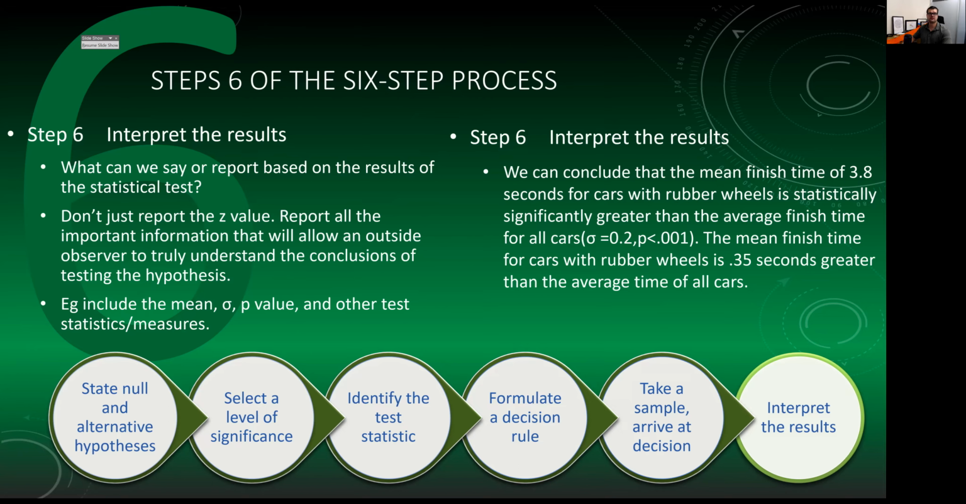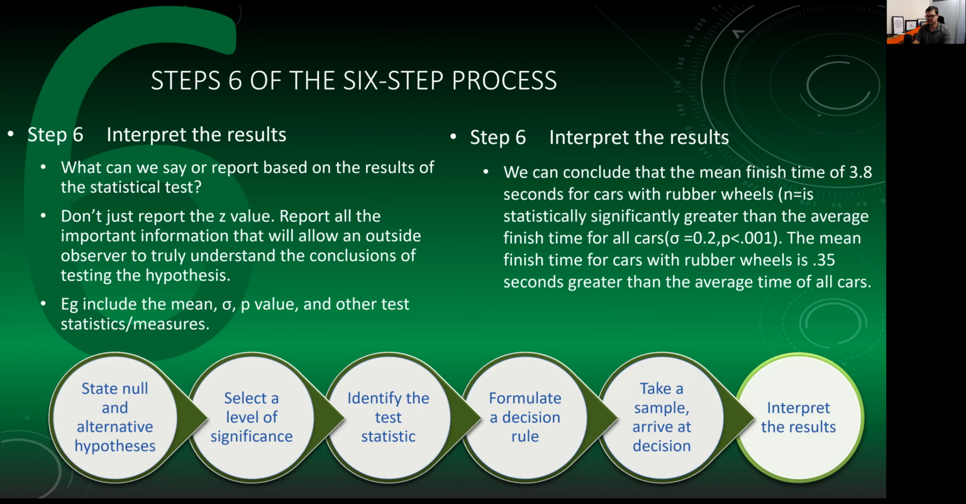I'm also going to put n equals 30 because I want to say a sample of 30. The mean finish time for cars with rubber wheels is 0.35 seconds greater than the average finish time of all cars. And so I said how probable the results are. I gave the population standard deviation. I gave the sample size, and I basically said, based on all this information, we compared the z calculated value to the z critical value, and this was our interpretation. And there is a difference. And so that's how you would do a single sample test.